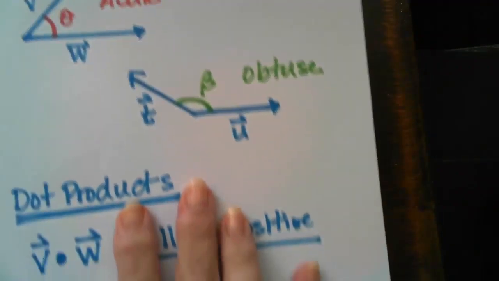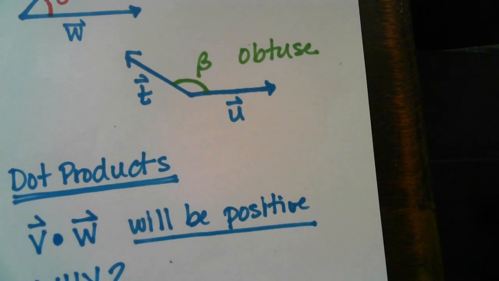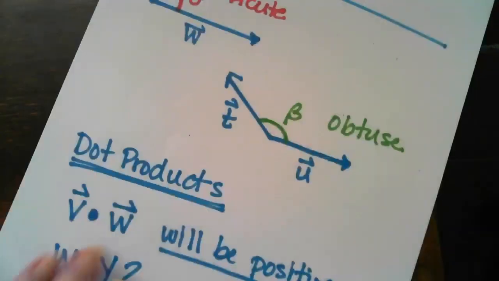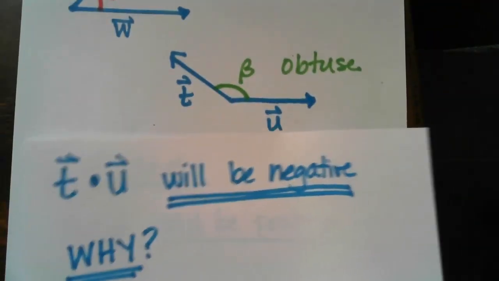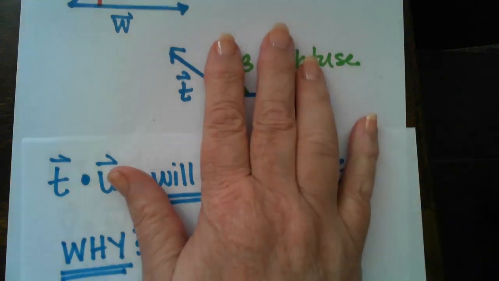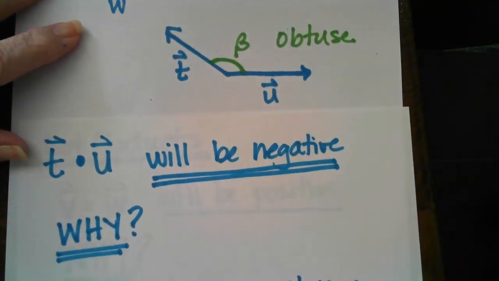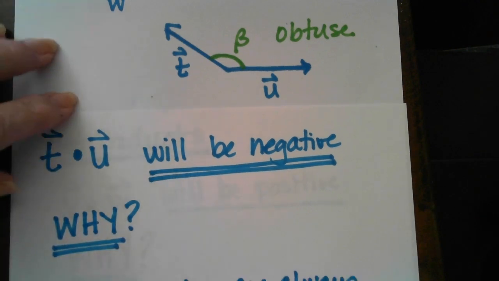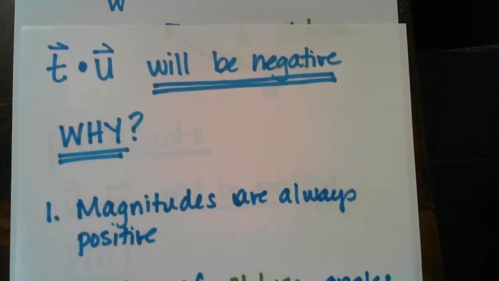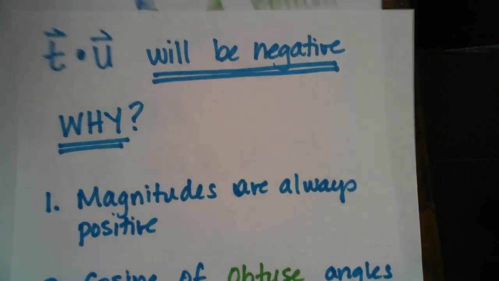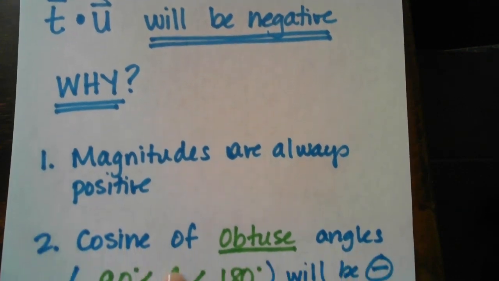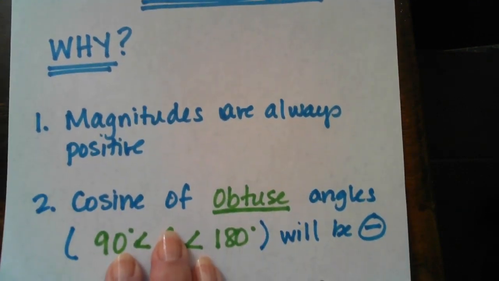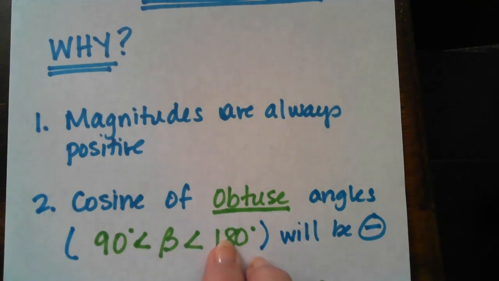The other situation is where we've got vectors t and u, and this time I'm going to look at the dot product of t and u. And the dot product of t and u is going to be negative. And the question is, why is that going to happen? Well, in this case, the same thing. We have magnitudes that are always positive, and you're going to be multiplying those together, and you're going to have a cosine of an obtuse angle, some angle that's between 90 and 180 degrees.